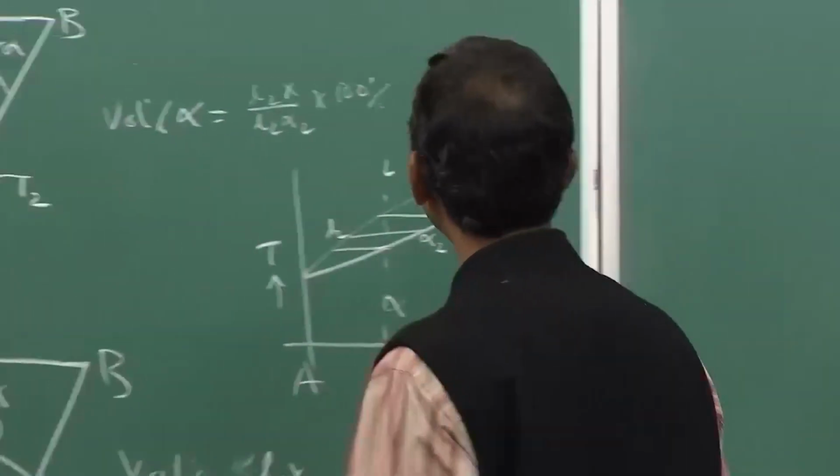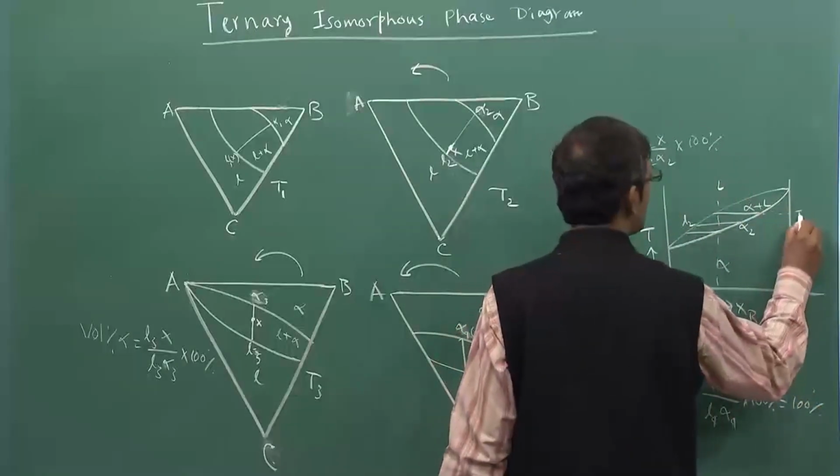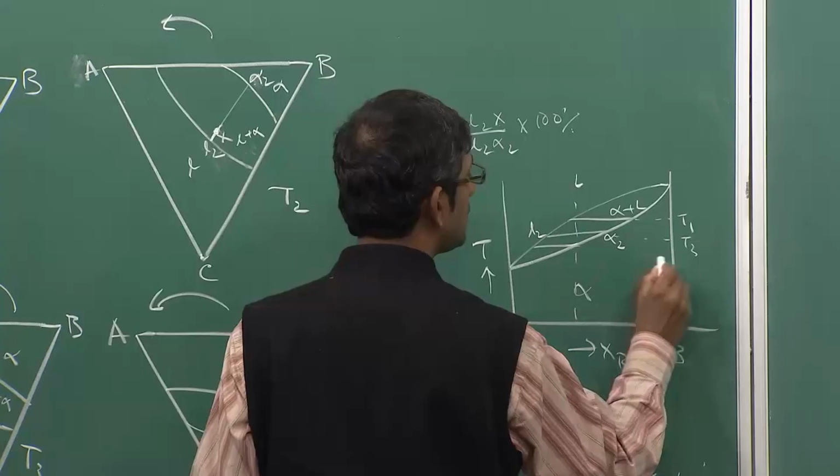Okay. Or let me just explain to you taking this picture, very nice. This very nice picture here. So what I mean to say is that this is suppose a T1, this is T2, and this is T3. Okay.